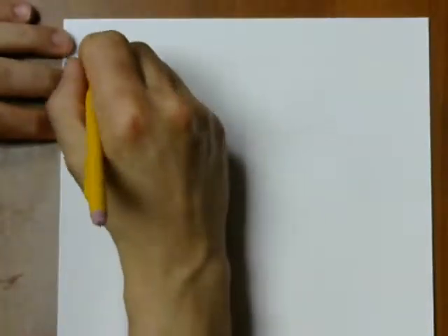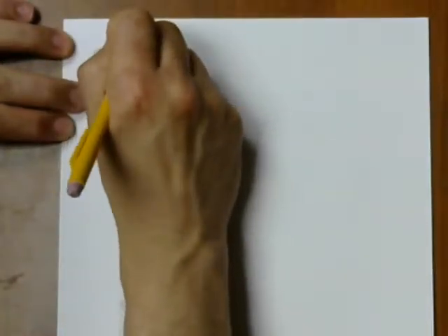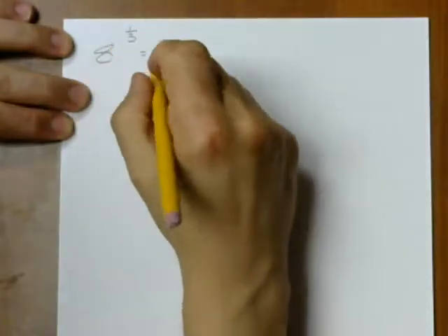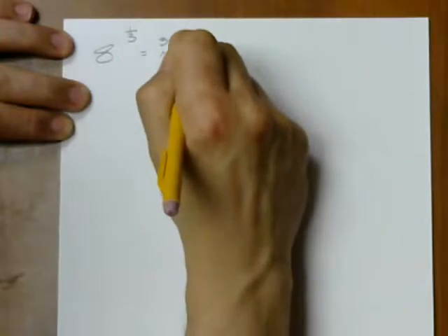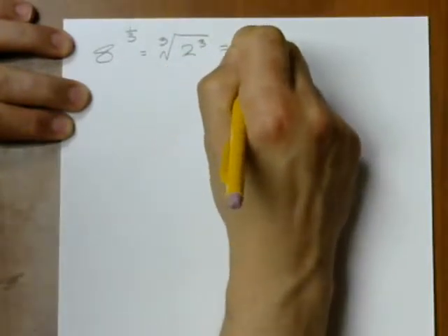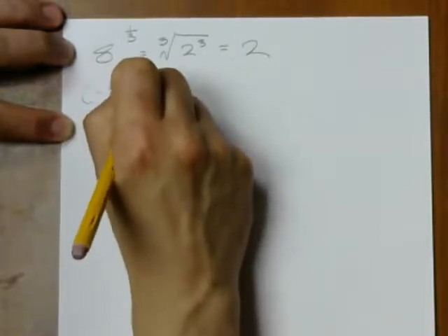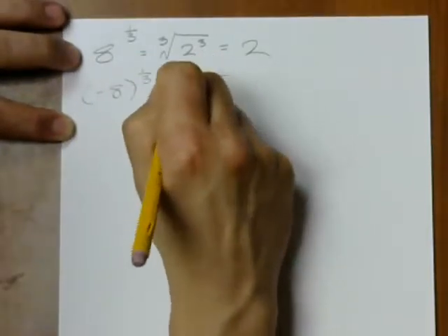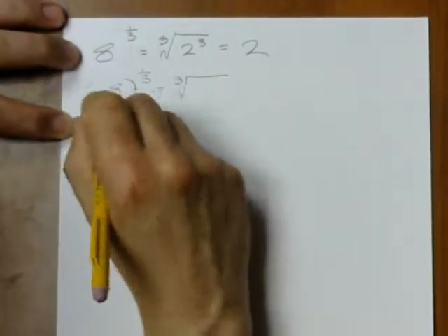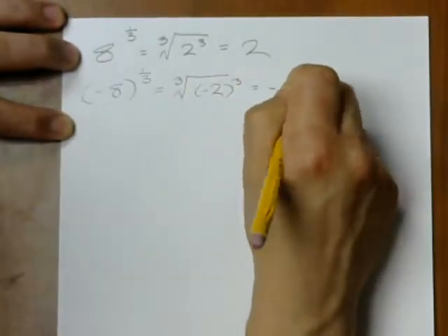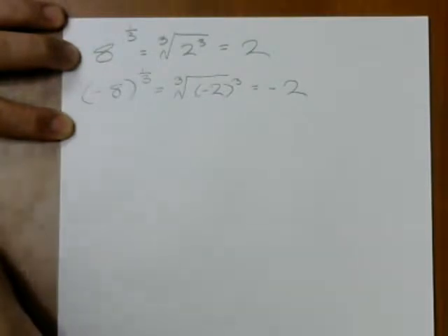Okay, so if we wanted to take something like 8 to the 1/3, we know that we want the cube root of 8. 8 being 2 cubed, this is just 2. And if we wanted something like negative 8 to the 1/3, this would be the cube root of negative 8, which we could write as negative 2 cubed and just get negative 2.